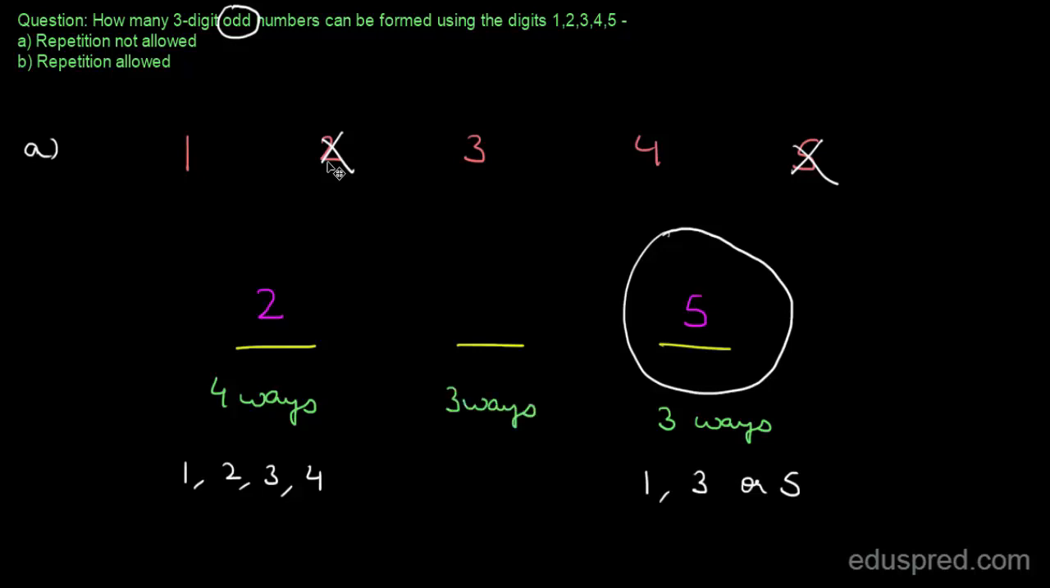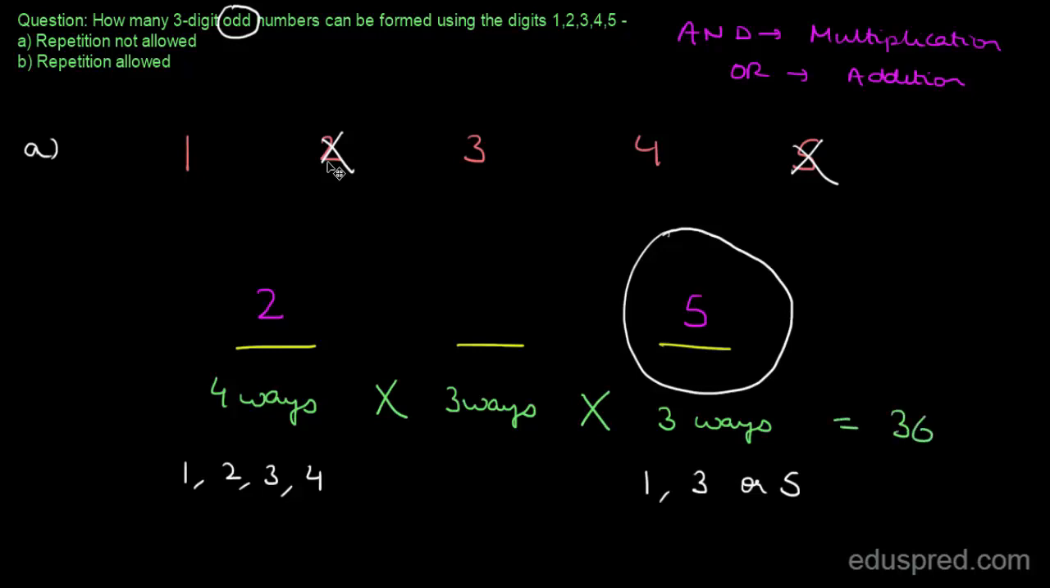Now the question is whether we add these or we multiply these. Well, the golden rule is that AND means multiplication and OR means addition. This is one basic rule that we are going to use again and again. Okay. So here we are filling the first slot and the second slot and the third slot. So that means the total number of ways is equal to 36. So this is our answer.